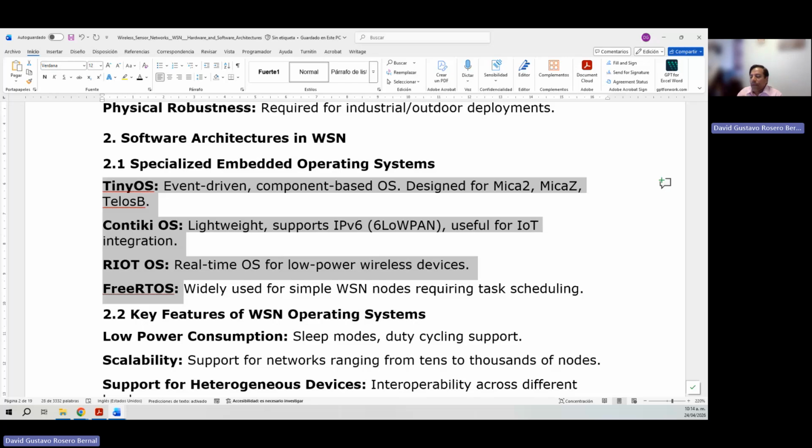We could have as well the RIOT OS, which is a real-time capable operating system, with multi-threading support, POSIX-compliant, excellent for heterogeneous sensor networks. We could include as well FreeRTOS, which is a highly efficient, task-based real-time operating system. And this one is used for slightly more powerful embedded devices.